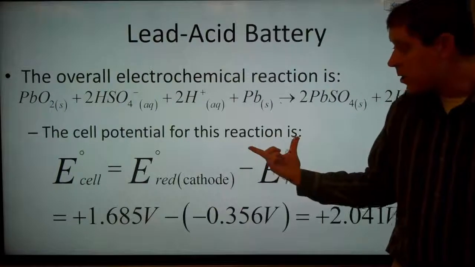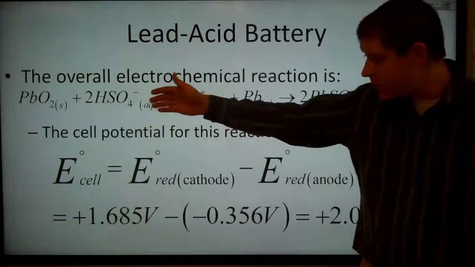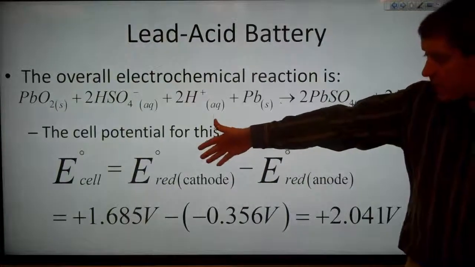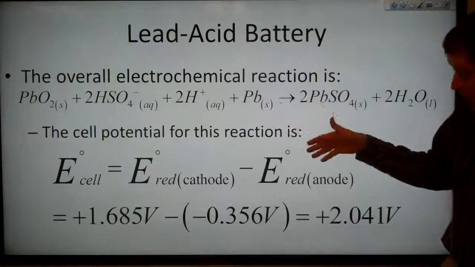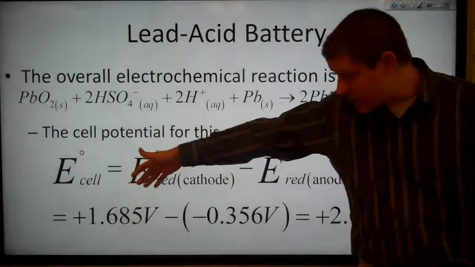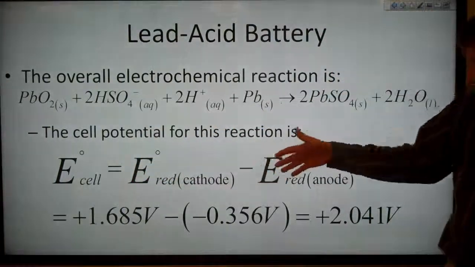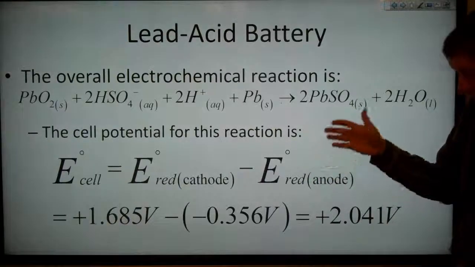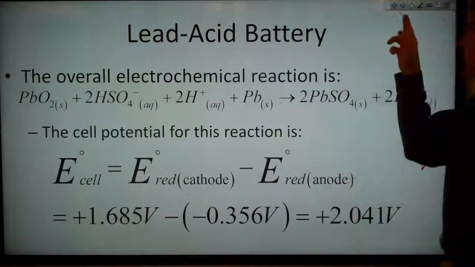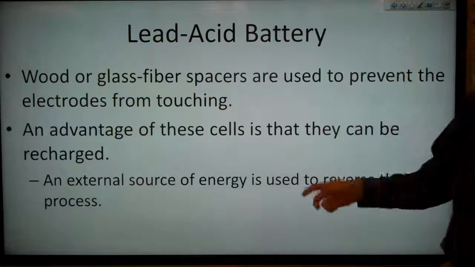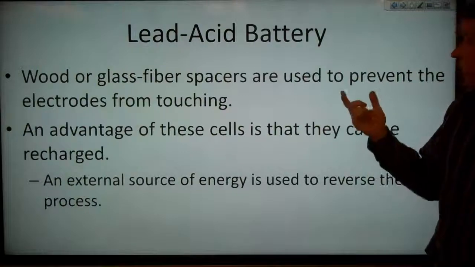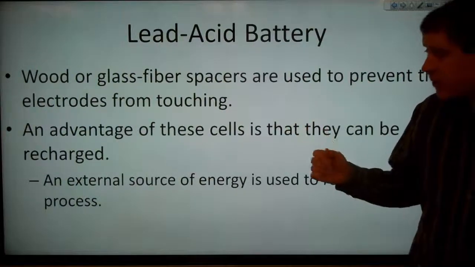And then the cell potential for our reaction here, the standard cell potential, is equal to the standard reduction potential of the cathode minus the standard reduction potential of the anode, which is plus 1.685 volts minus negative 0.356 volts, which is plus 2.041 volts. And then wood or glass fiber spacers are used to prevent our electrodes from touching each other.